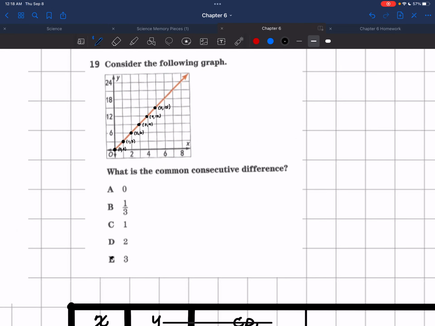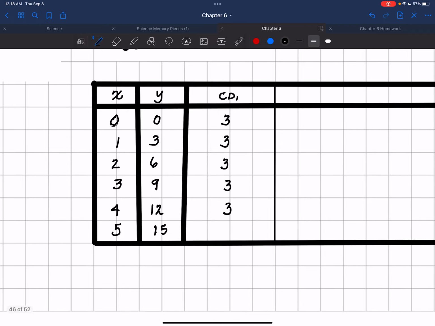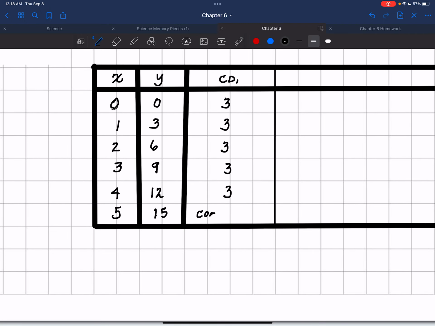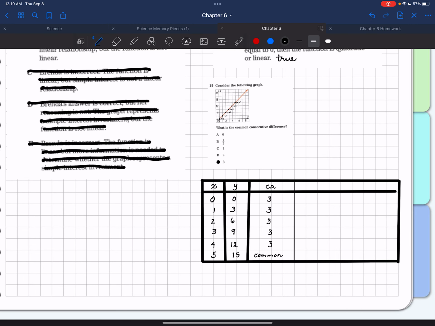So I like E for my answer here. By the way, your slope is also 3 because you're rising 3 and running 1 on each of those. So it is common at the first level, and that difference is 3. So we don't need all of this. That one worked out okay.